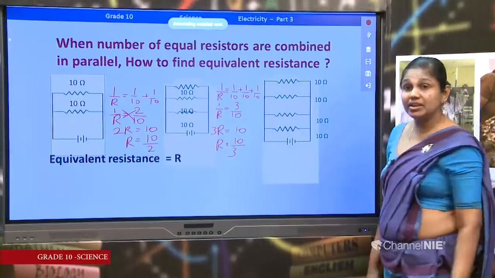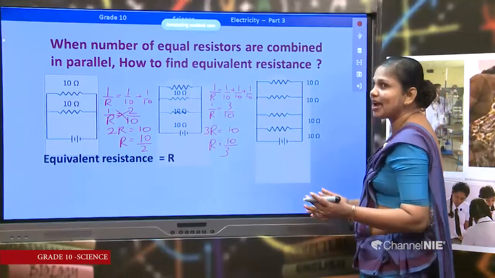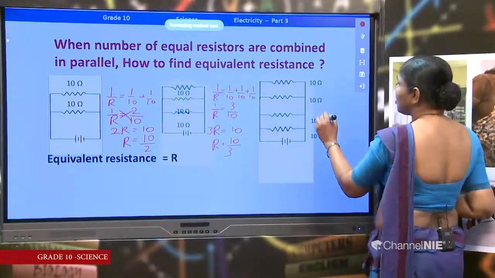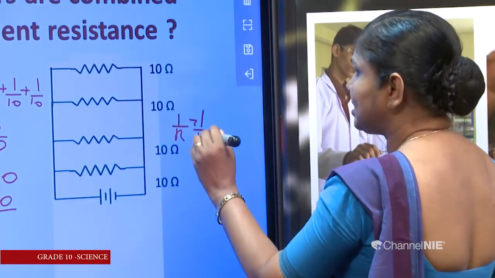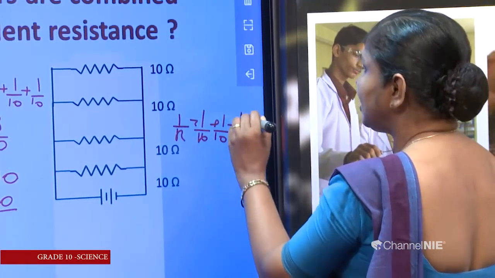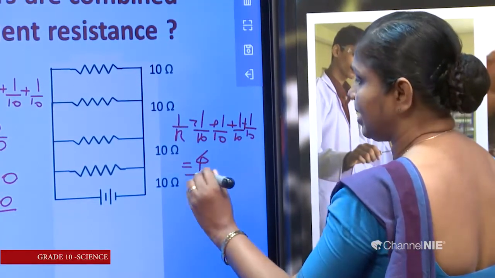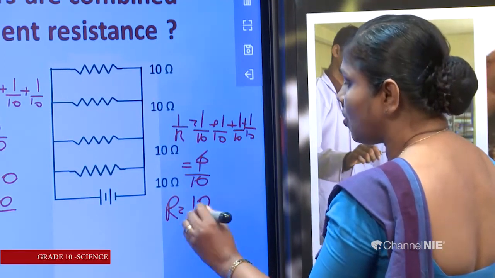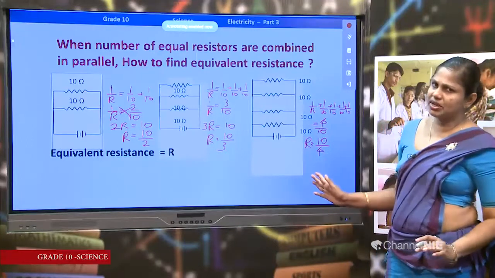When four such equal resistors are connected in parallel, you should be able to understand, children. Nothing to calculate, right? Here, 1/R equals 1/10 plus 1/10 plus 1/10 plus 1/10. Then 4/10, that means R equals 10/4. What can you understand by this, children?